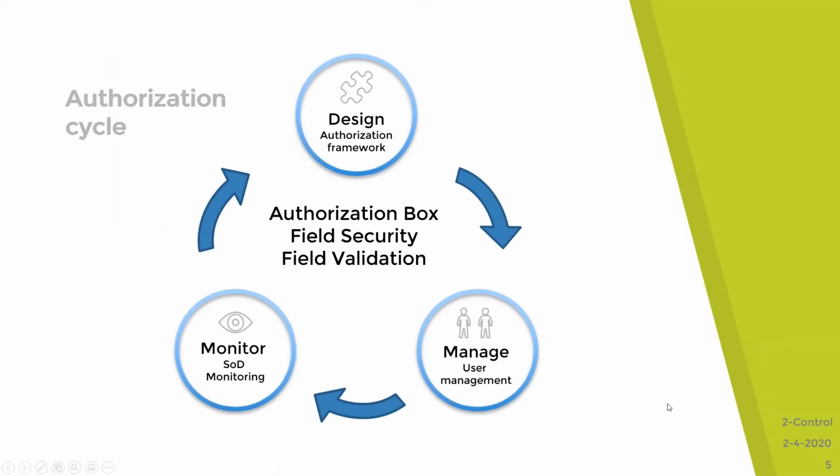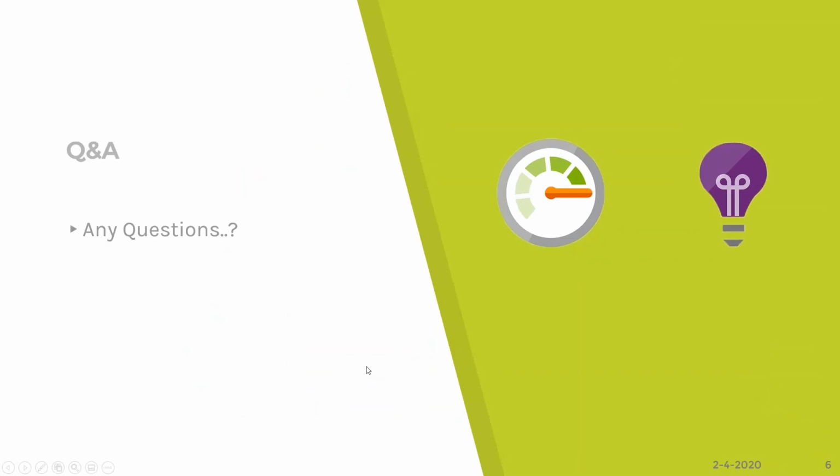Now my authorization cycle is back to the beginning. We started with design. We had the day-to-day management, and we had the monitoring tool for the controller or the auditor. In this monitoring, we concluded that some changes had to be made to the design, and then it starts all over again. So that completes the authorization cycle. I think these are some very powerful tools to use. And I'm happy to answer any questions if there are any.